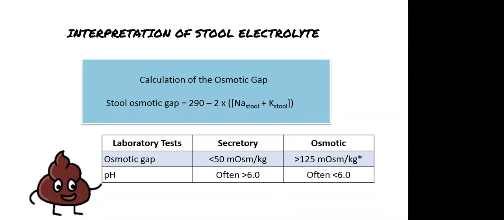Between that, there might be overlap between these two. As I mentioned before, the disease can overlap between the mechanisms. Also, we look at the pH: more than 6 for secretory and less than 6 for osmotic. So remember, for osmotic gap, osmotic is more than 100, secretory is less than 50. Okay, next.